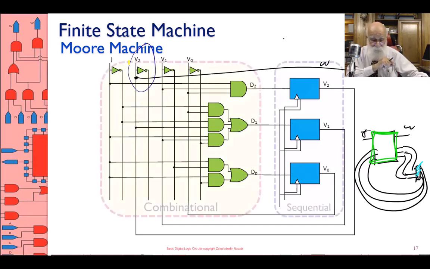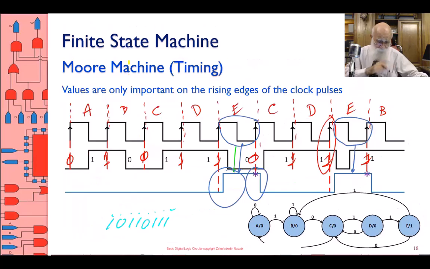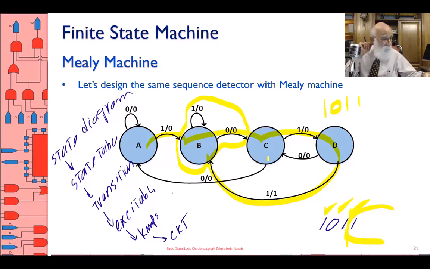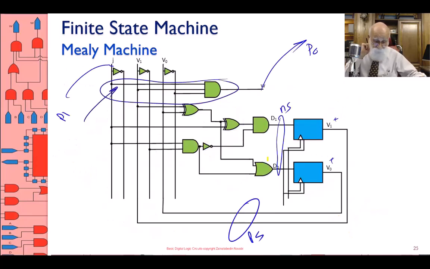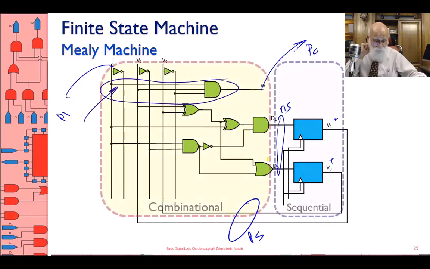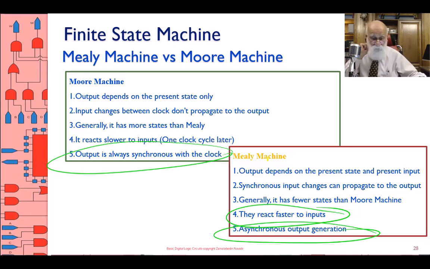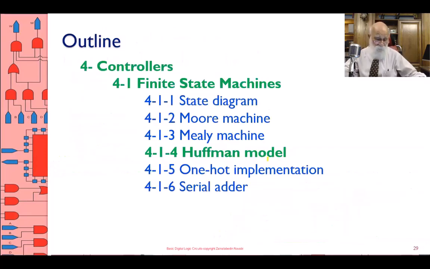Okay? You want to see the timing? Okay? See, the same timing I have over there, which the output is only 1 during the time that you are in state E. All right, where are we now? We have done the circuit for the Mealy, the timing diagram for the Mealy, comparison between Mealy and Moore, and what we're going to be doing next is talk about Huffman model.